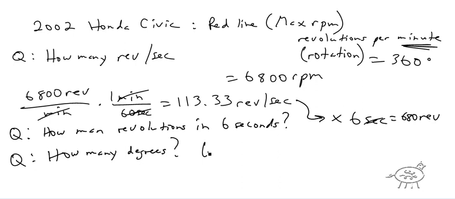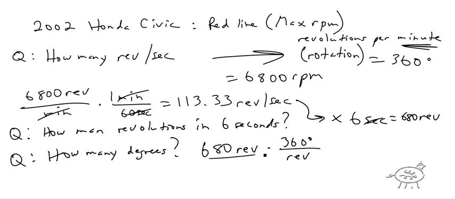Well, that's easy. It's 680 revolutions. And remember, on top here, a revolution is a rotation, so there are 360 degrees per revolution. So the revolutions cancel, and we multiply that out, and we get 244,800 degrees. That's your answer. Okay, not bad.